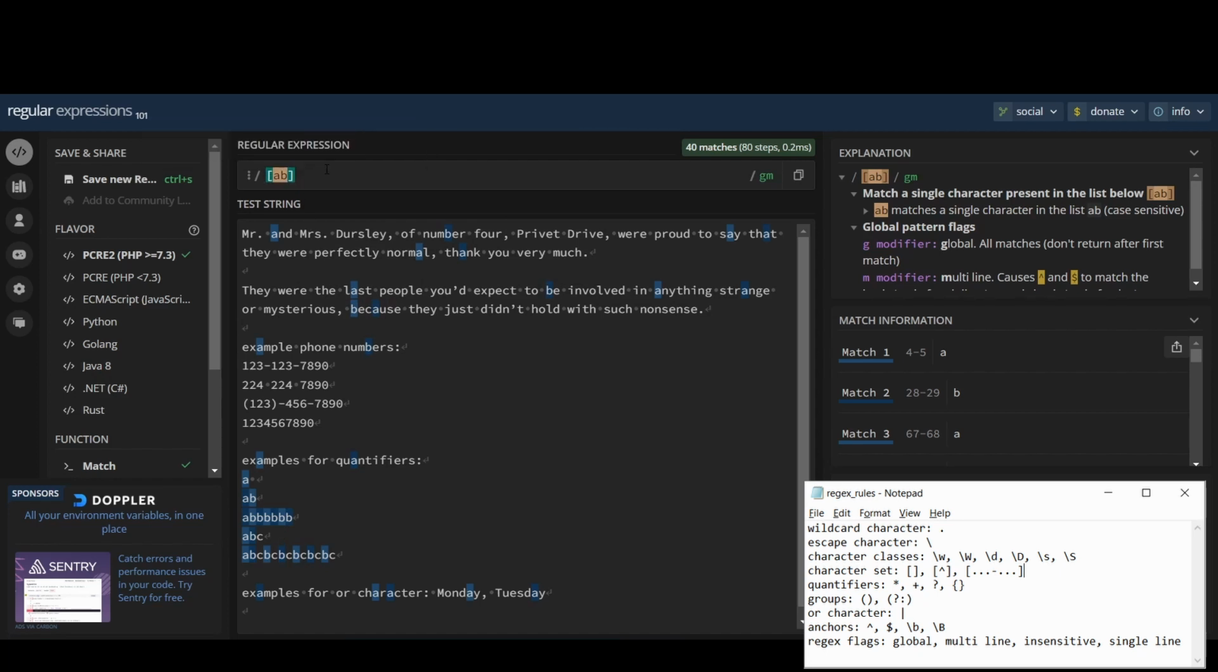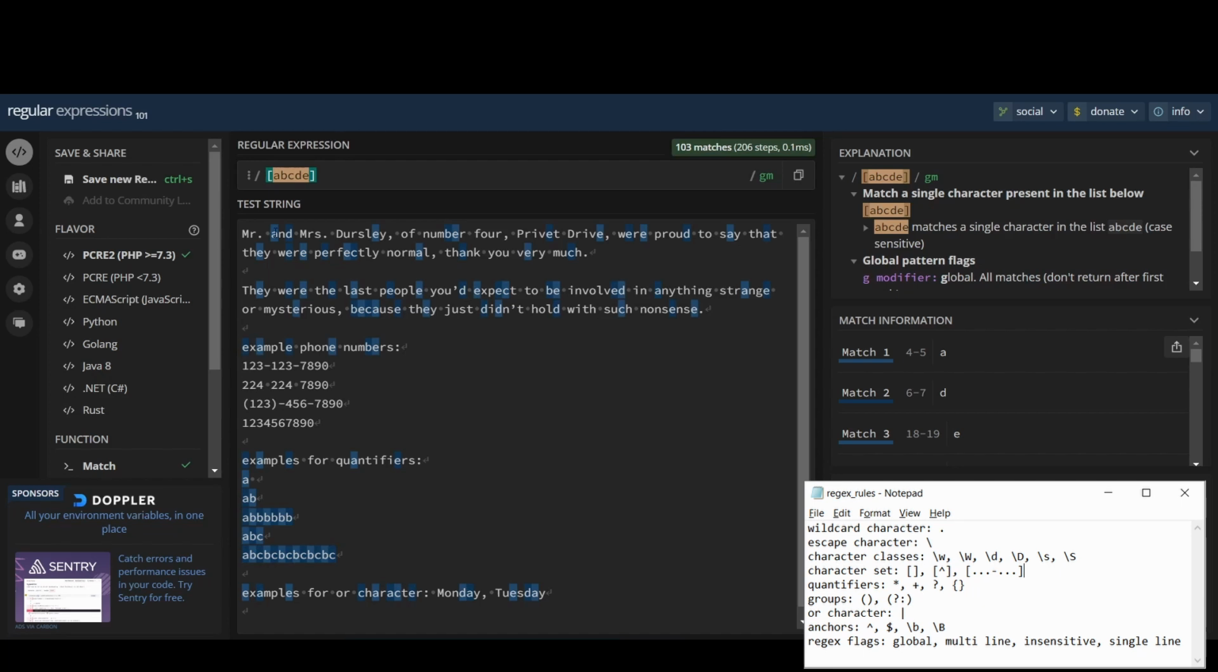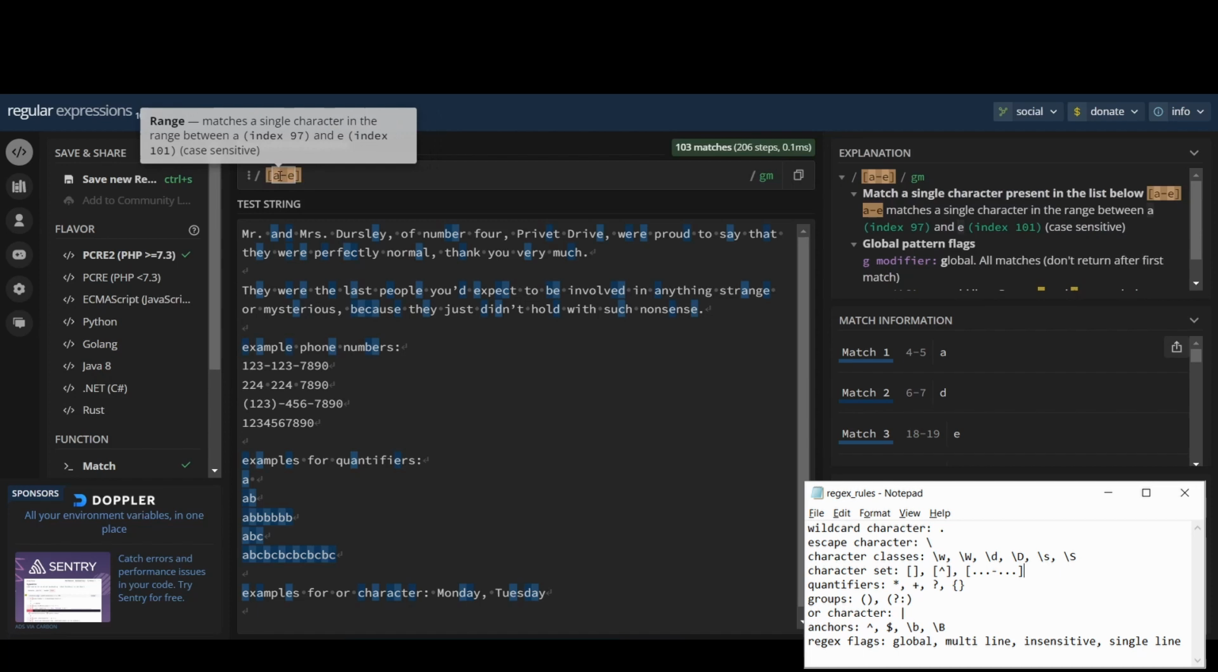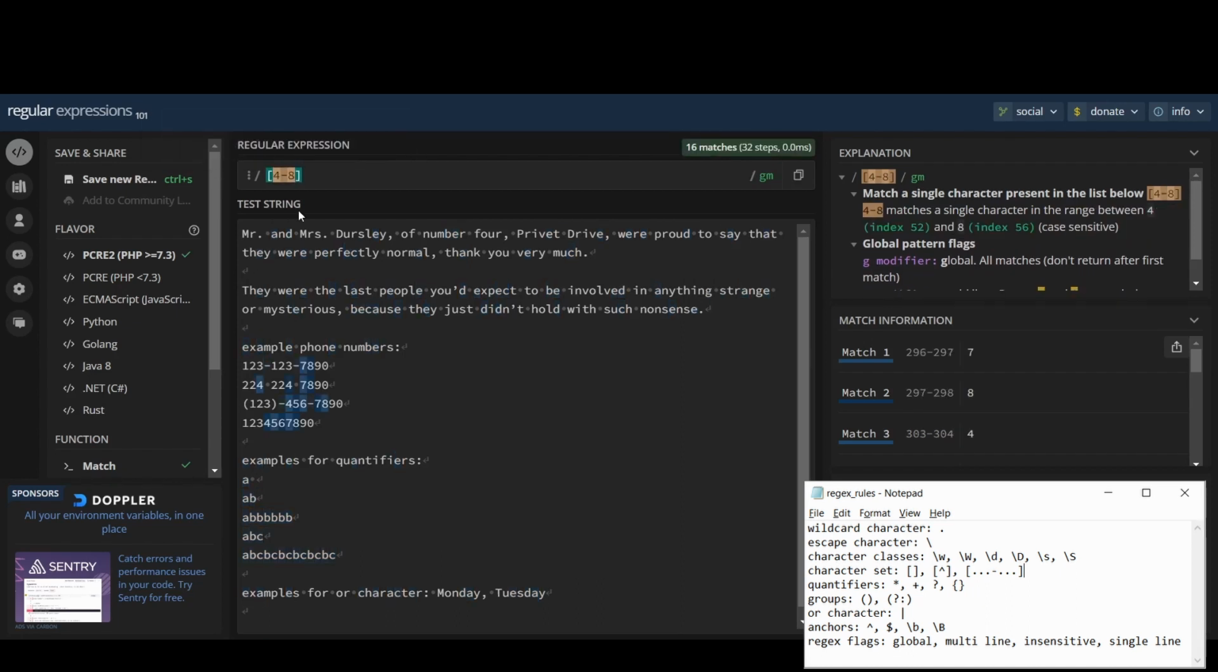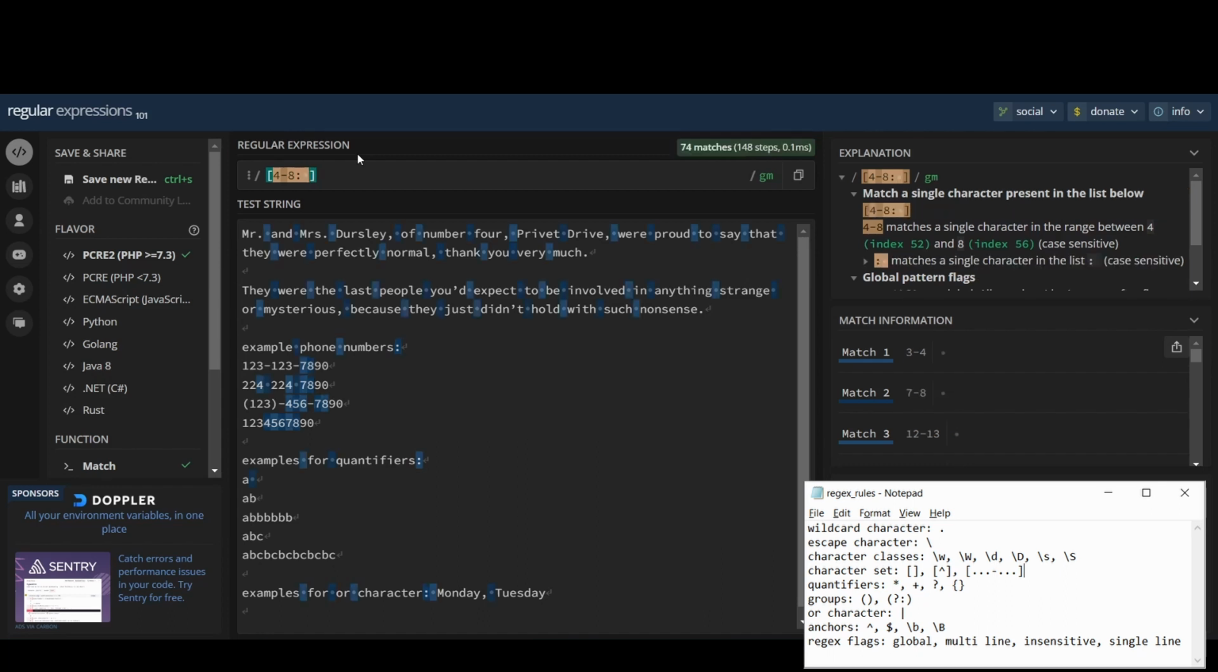We can also do A, B, C, D, E so that all A, B, C, D, E letters are being highlighted, and instead of typing them all out, we can also do ranges with the hyphen. So A-E is equivalent to A, B, C, D, E. We can also use a character set to search through digits. For example, if I only want to search digits from 4 to 8, then only digits between 4 and 8 are highlighted. We can add punctuation as well. For example, if I want to search for colon, and if I also want the character set to include the white space, we can do that as well.